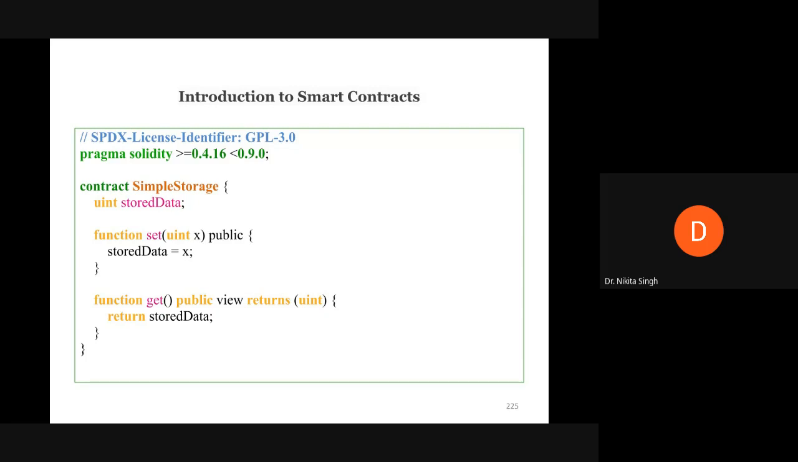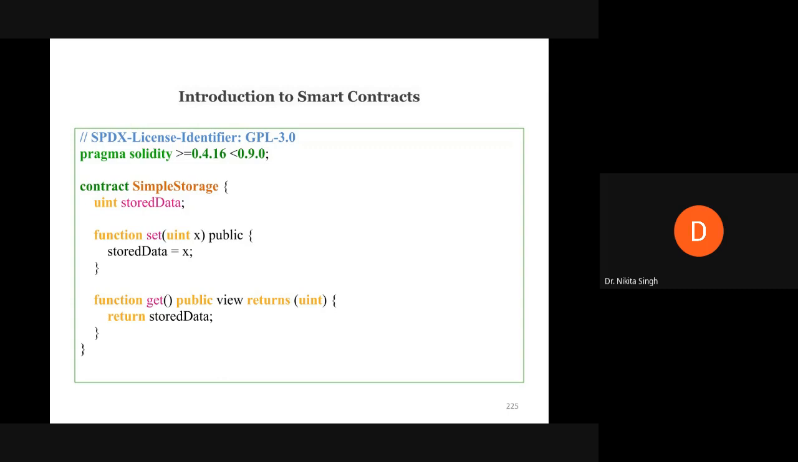Okay. Anybody could call the set again with a different value and overwrite your number, but the number would still be stored as a transaction in the blockchain. And this is a basic smart contract.